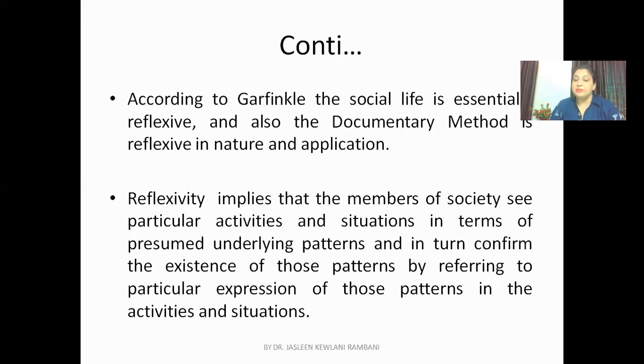Reflexivity implies that the members of society see particular activities and situations in terms of presumed underlying patterns, and in turn confirm the existence of those patterns by referring to particular expressions of those patterns in the activities and situations. This is what reflexivity is. First, we will try to use the whole composition of the total social setup to understand or to create underlying patterns by selecting particular features out of the infinite number of features. And then we will use the underlying pattern to explain what the whole has been through, what the whole actually is, what the whole is actually described like.